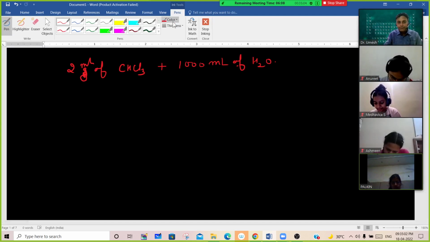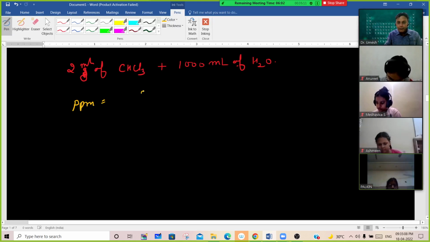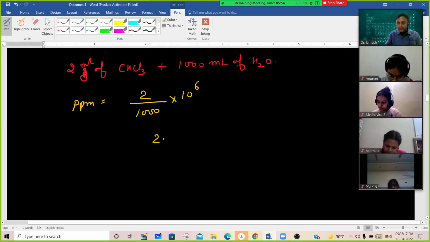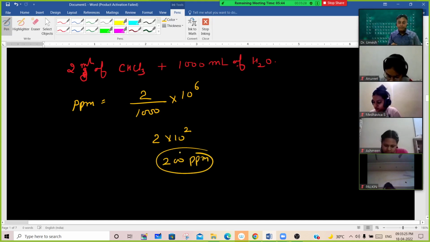Let us check. It's 2 upon 1000 multiplied by 10 to the power 6. It means 2 into 10 to the power 2. It is equal to 200 ppm. Am I clear?